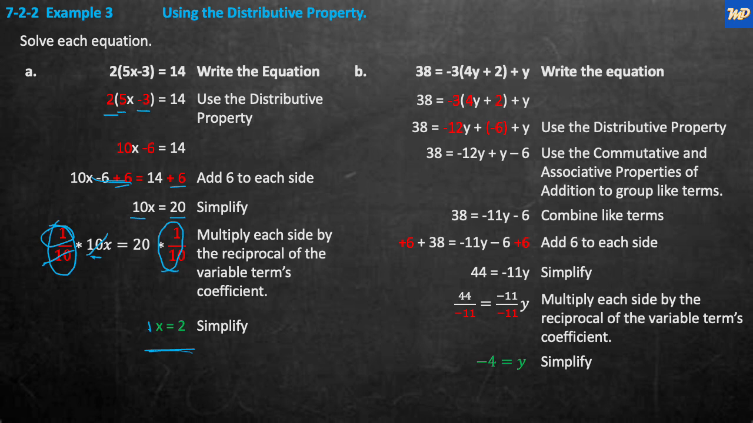So we're going to have minus 3 times 4. These two are going to multiply. We're going to get minus 12. And minus 3 times 2, and we're going to get minus 6. The y stays with the 12.